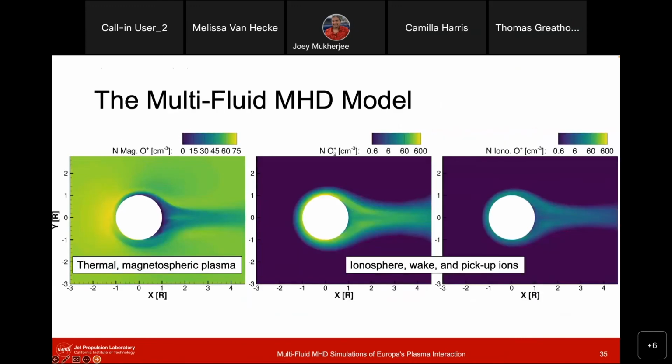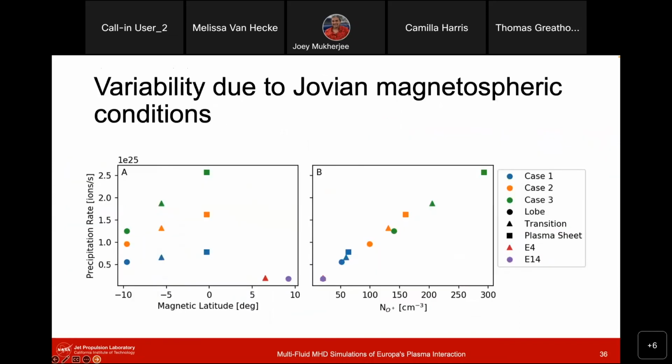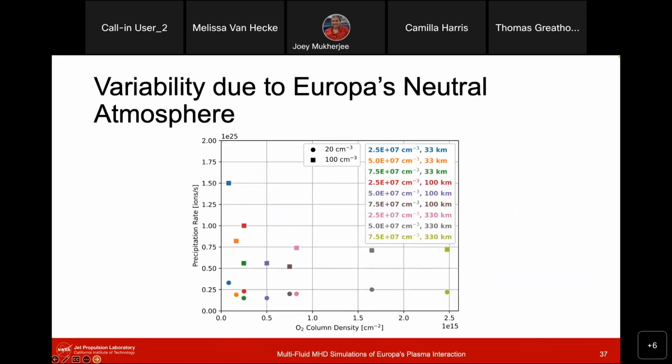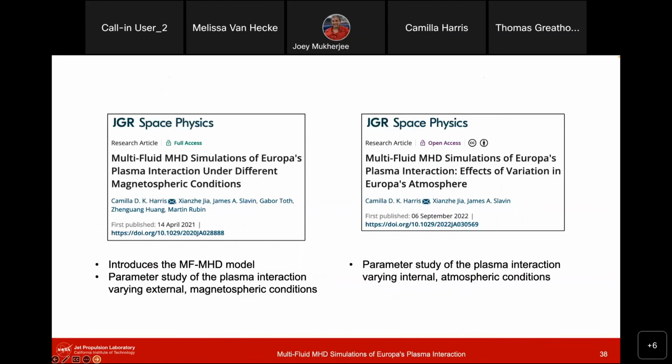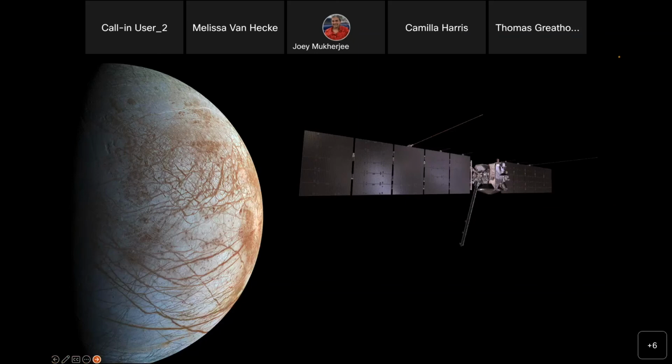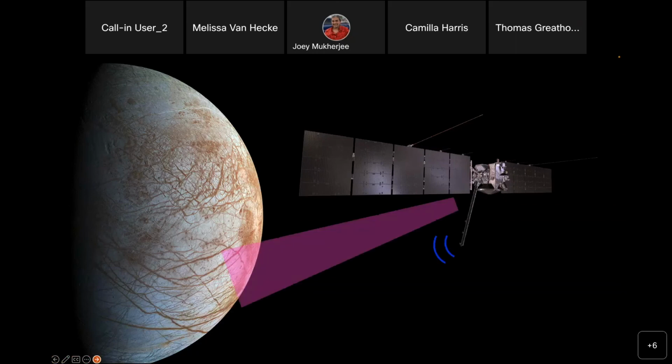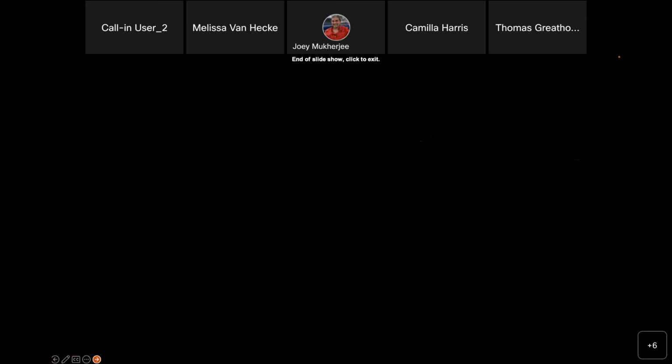So just really quickly to wrap things up, I talked about an MHD model that I developed during my PhD. We looked at the variability and the precipitation of plasma onto the surface due to conditions in the Jovian magnetosphere. We also looked at variability due to different possible states of the atmosphere. And if you put the 2 of these together, I think you get a really comprehensive understanding of the variability in the plasma interaction, which is good because that was the title of my thesis. So thank you, everyone. Europa Clipper is going to take some great in situ measurements. There's also going to be some great remote measurements, and models are going to help us put them together.